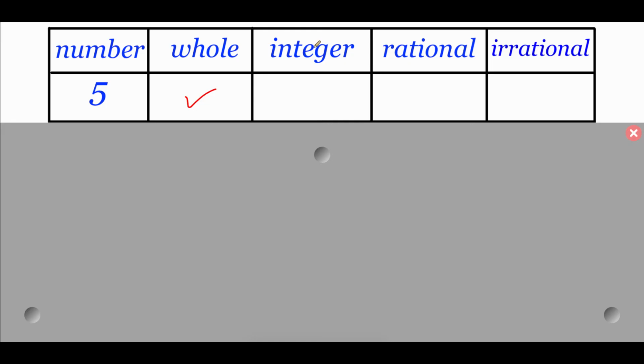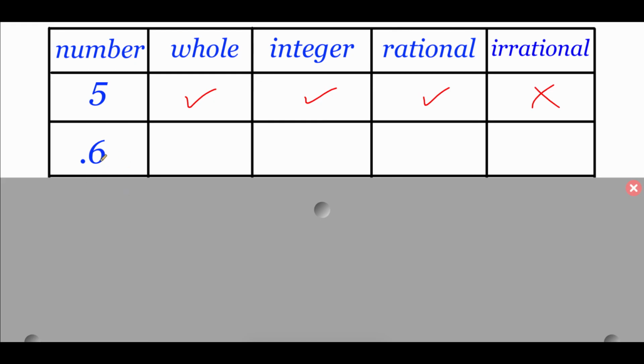The integers, remember, included the whole numbers, but also included their opposites or their negatives. So since the integers include the whole numbers, then 5 is also an integer. Rational numbers were numbers that could be written as fractions, and we could take 5 and turn it into a fraction by putting it over 1. So 5 is a rational number. Now, an irrational number is a number that cannot be written as a fraction. And since 5 can be written as a fraction, then it is not irrational. So I'm going to put an X in this box. It's not irrational.